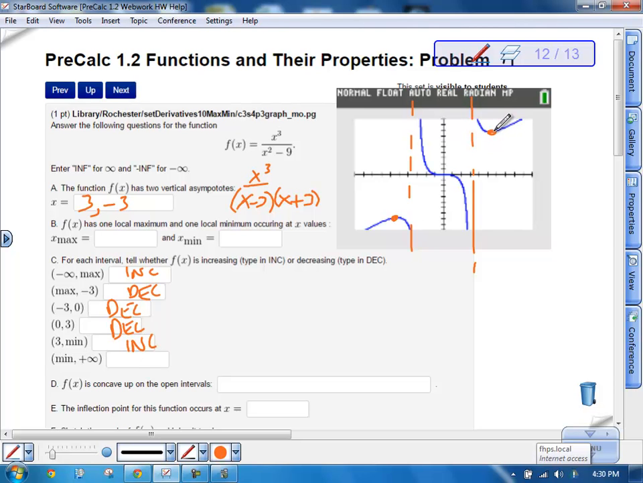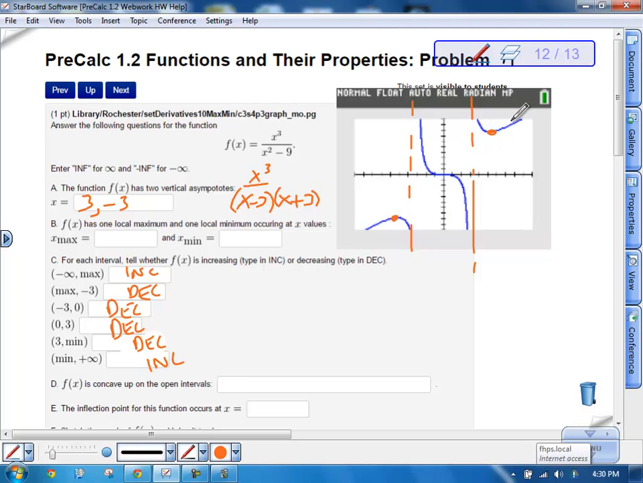And from the minimum, from 3 to the minimum, it's decreasing. And then from this point here, the minimum to positive infinity, it's increasing.